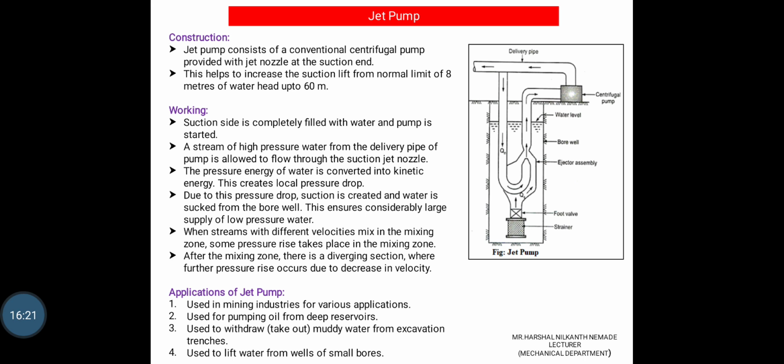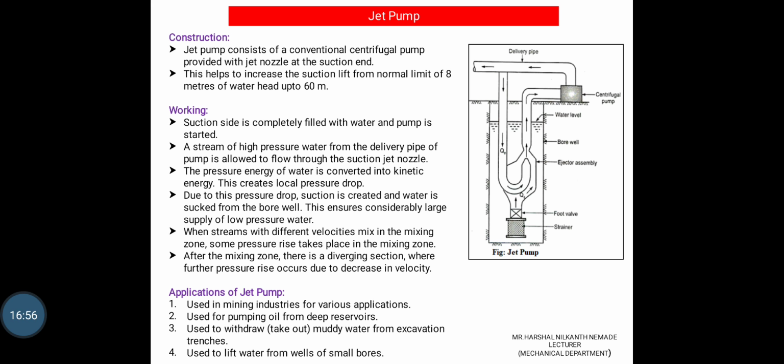A stream of high pressure water from the delivery pipe of the pump is allowed to flow through a suction jet valve. The pressure energy of the water is converted into kinetic energy. This creates a local pressure drop. Due to the pressure drop, suction is created and water is sucked from the bore well. This ensures a considerably large supply of low pressure water.